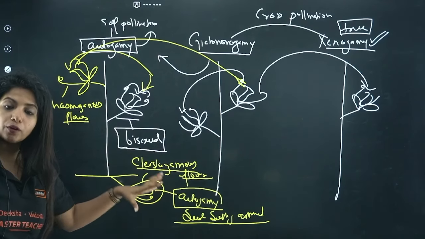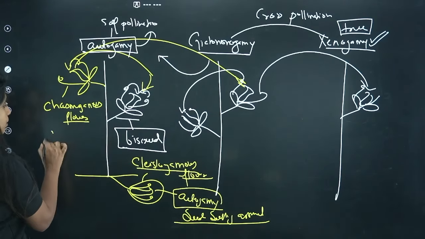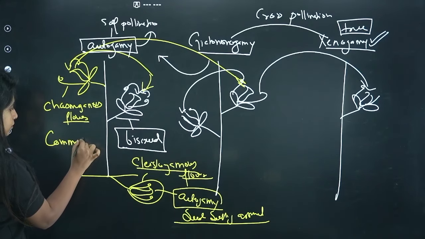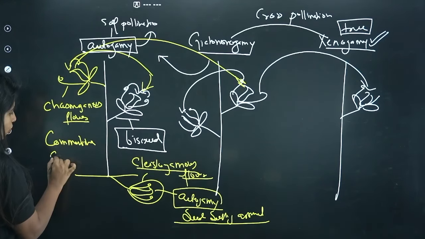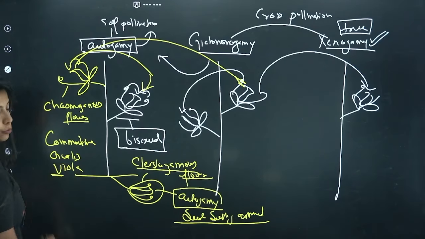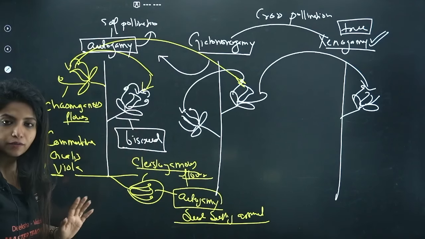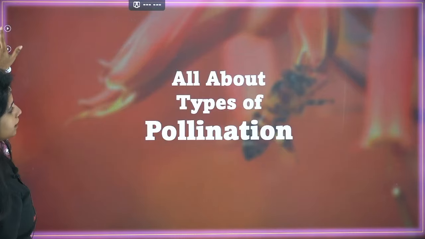Remember, they are usually found in the roots or just above the soil. For this you have three examples: Commelina, Oxalis, and Viola. Cow, but cow ends with V over here. Commelina, Oxalis, and Viola have these types of flowers. Got it? So let's see that.